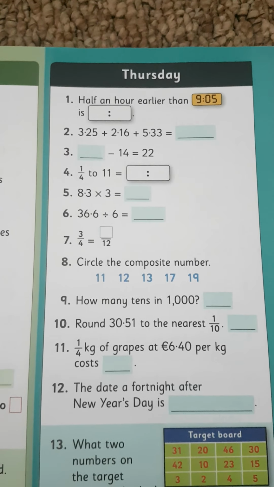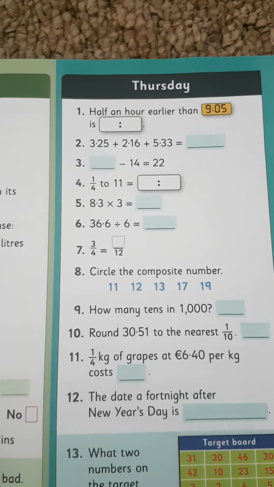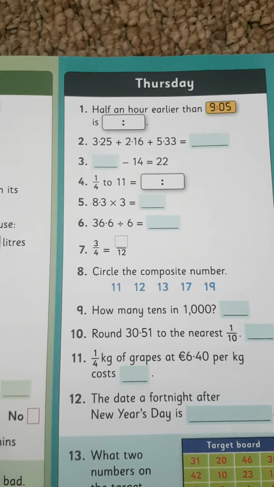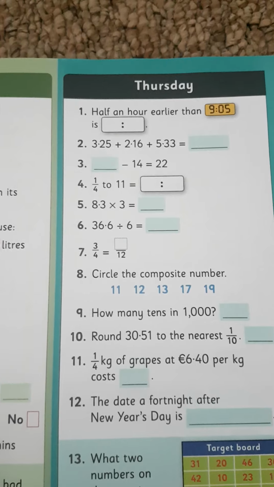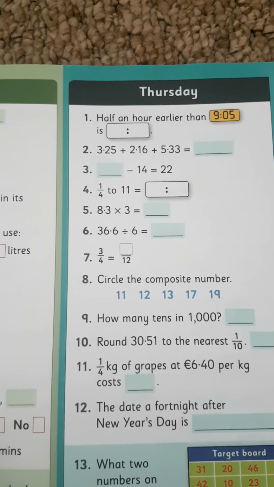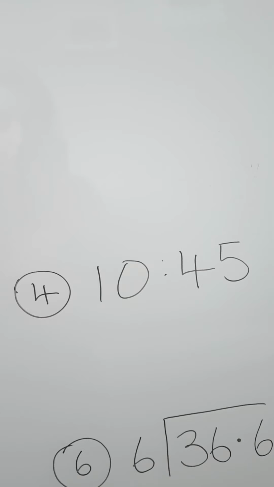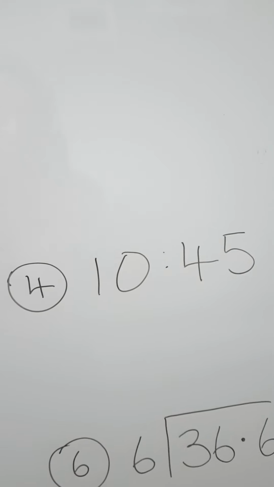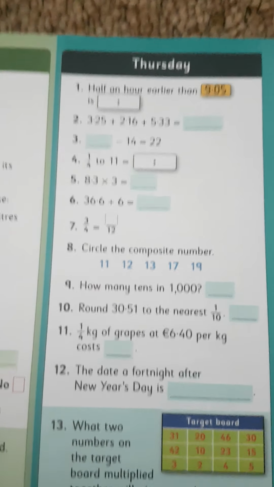Question 4. Quarter to 11, and it wants you to write that in digital time. So quarter to, we know, is 15 minutes to 11. Then it is 45 minutes past 10. So 10:45 is your answer there.